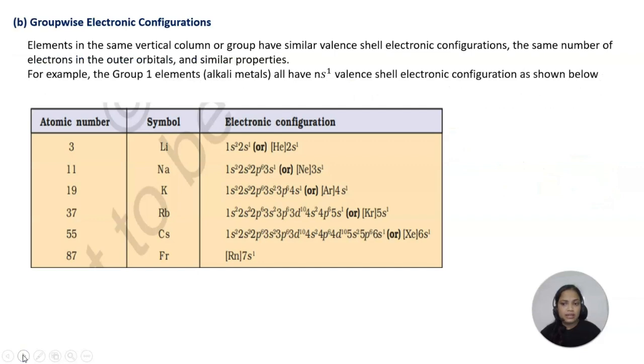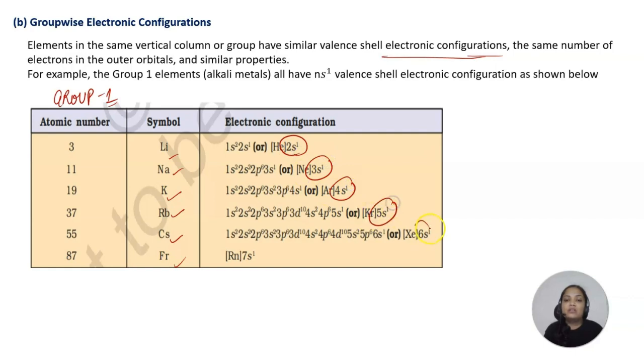In electronic configuration in a group, the elements of a particular group will have similar valence shell electronic configuration, meaning they will have a similar number of electrons in the outermost shell. For example, here we have taken the group 1 elements: lithium, sodium, potassium, rubidium, cesium, francium. You can see that all of them have ns1 configuration. In the last shell there is one electron: 2s1, 3s1, 4s1, 5s1, 6s1, 7s1.